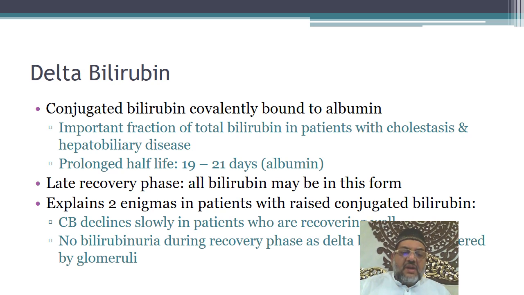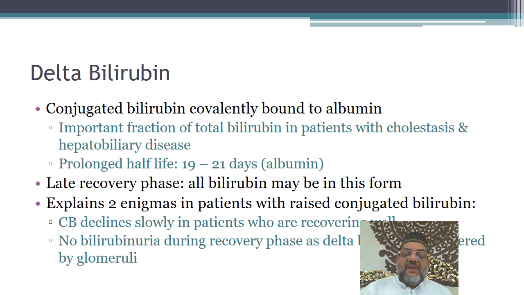Delta bilirubin. Conjugated bilirubin, when it is present in the blood for a longer period of time, covalently bonds to albumin. It is an important fraction of total bilirubin in patients with cholestasis and hepatobiliary disease, as albumin has a prolonged half-life, so it remains there for a longer period of time. In late recovery phases of damage to the hepatocyte by any infection such as hepatitis, most of the bilirubin may be bound to albumin, and then it remains there in the blood.